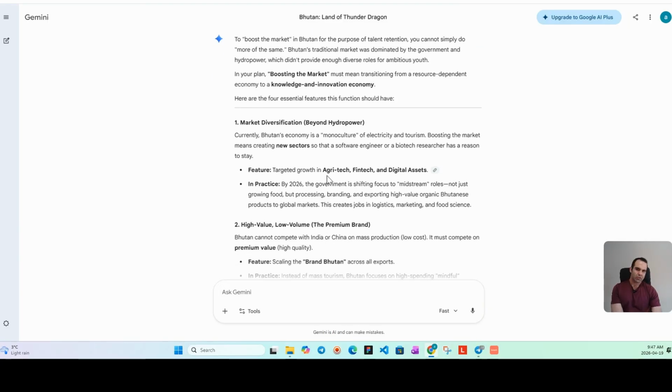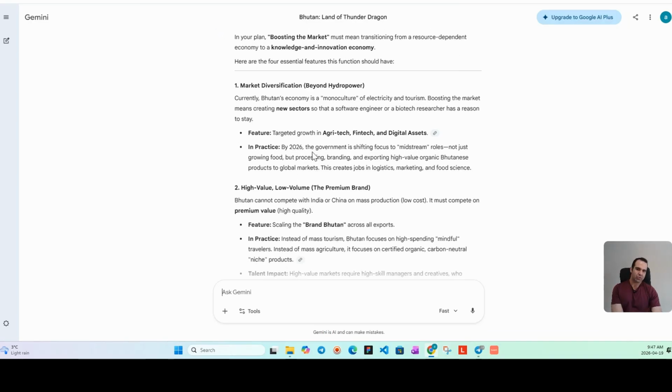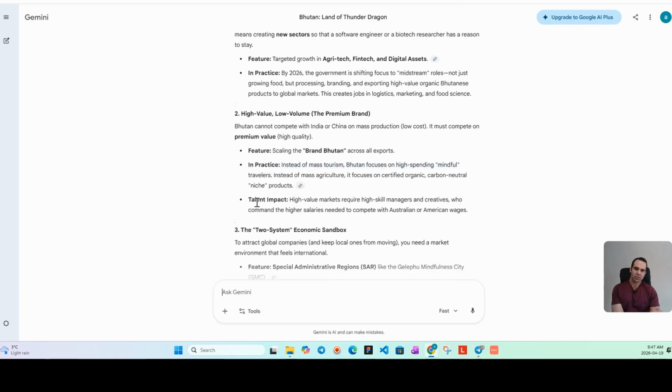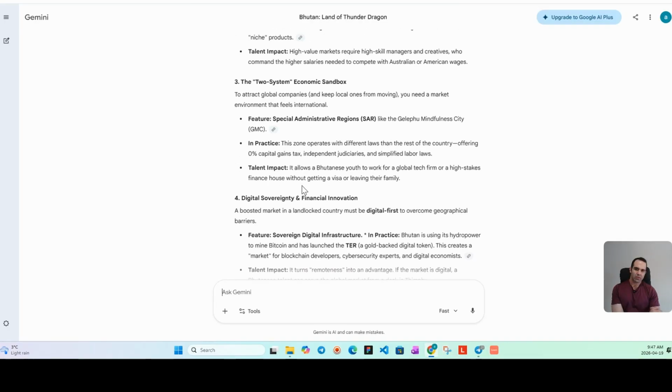Feature targeted growth in agri-tech, fintech, and digital asset. In practice, by 2026, the government is shifting focus to midstream roles not just growing food, but processing, branding, and exporting high value organic Bhutanese products. High value, low value, the premium brand. Bhutan cannot compete with India or China. The two system economic sandbox.